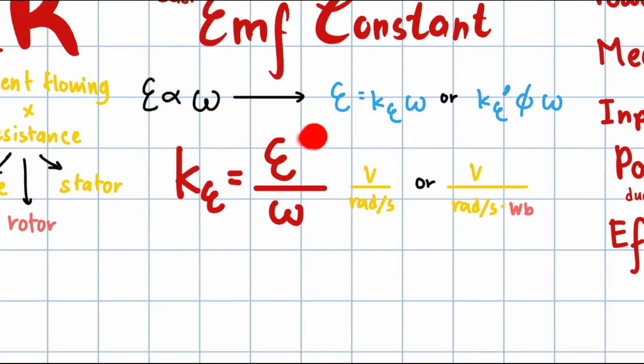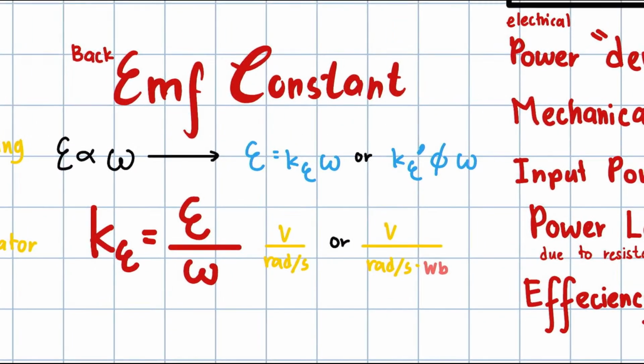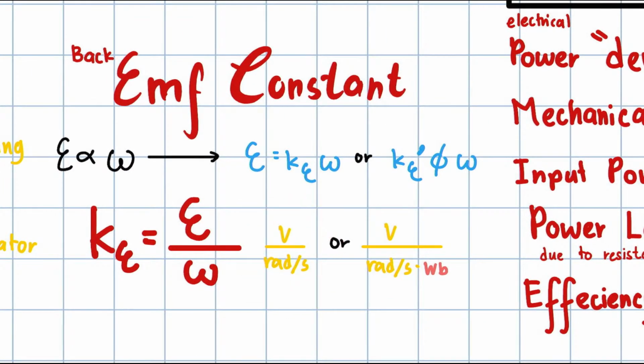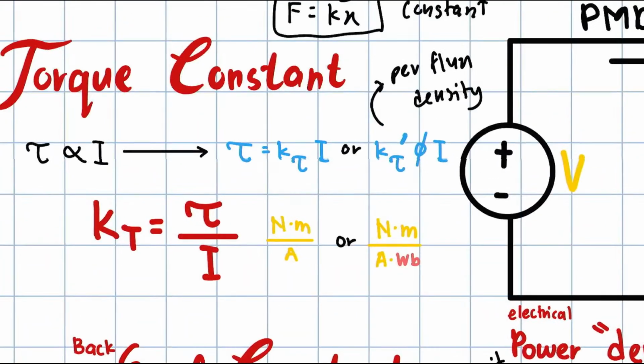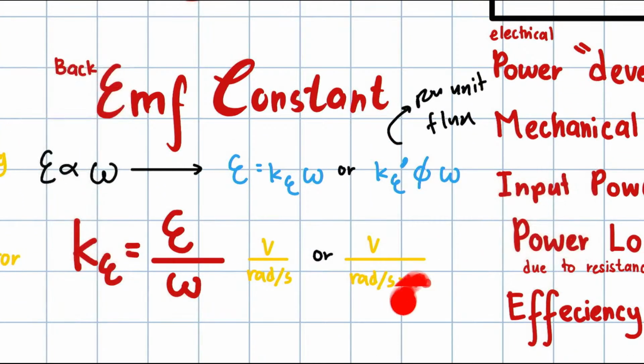Okay, so KE equals E over omega, which has units of V over radian per second. So that is the unit. This EMF constant can also be denoted as KE prime. KE prime is the constant per unit flux, like above, per flux density. So the unit will have Weber over Weber.